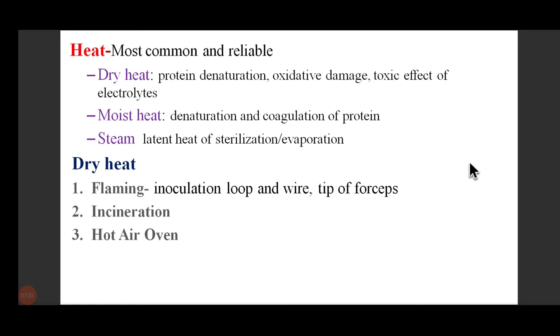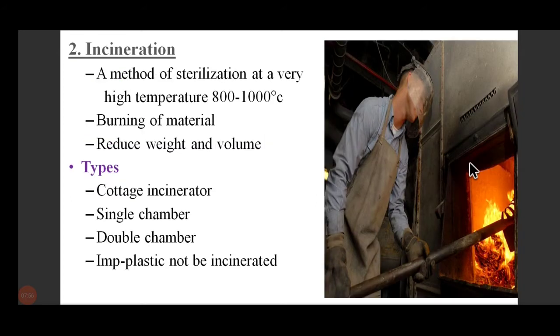And then you were using a loop which was heated till it was red hot to place a drop of bacterial colony or the normal saline which we use as a drop for preparation of gram stain. So that was also a process of disinfection. So dry heat basically includes flaming, in which we are using an inoculation loop and wire or the tip of the forceps. The second method is incineration, and the third is hot air oven.